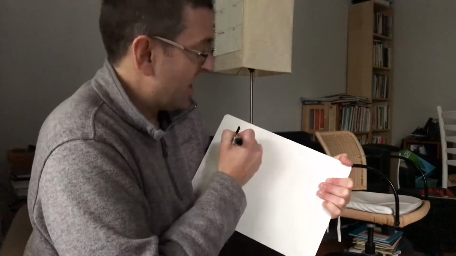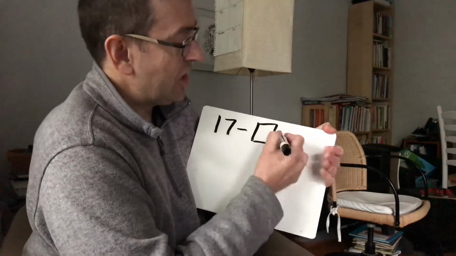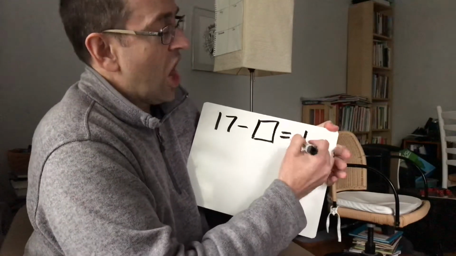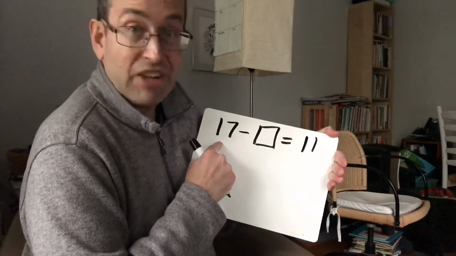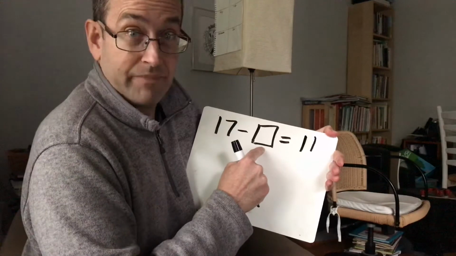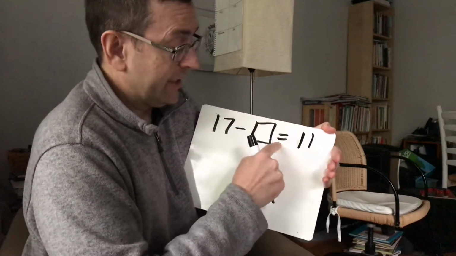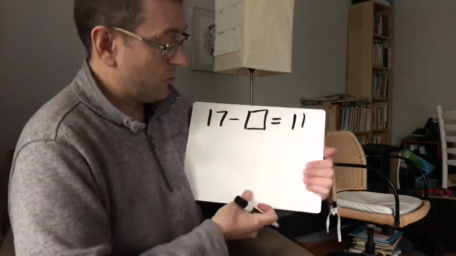Here we go. 17 minus blank equals 11. All right, so I'm going to tell a story. 17 butterflies were in the garden, minus some flew away, equals 11. 11 stayed in the garden. So 17 butterflies were in the garden.